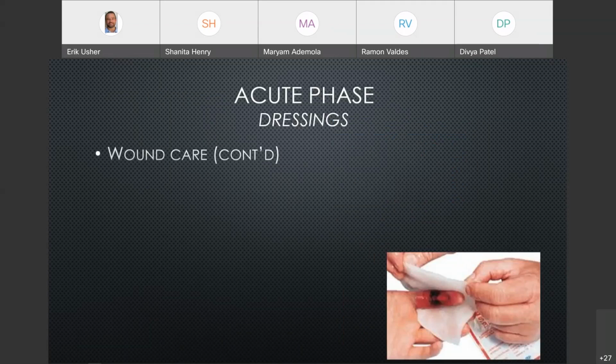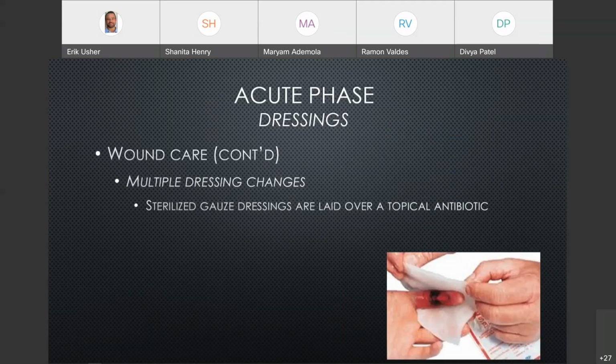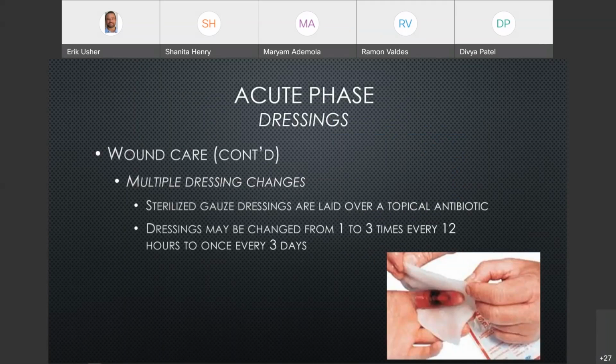So let's talk about some of the dressings. Multiple dressing changes for these patients. Sterilized gauze dressings are laid over a topical antibiotic. The dressings may be changed from 1 to 3 times every 12 hours to once every 3 days. In the acute phase, if you're working in a burn unit, it is a very, very busy environment. And you need to be cognizant that if these patients are getting these dressing changes, you need to anticipate that they're uncomfortable, A. B, we should time them appropriately and maybe be able to do other interventions while they're getting these dressing changes done, like range of motion exercises.